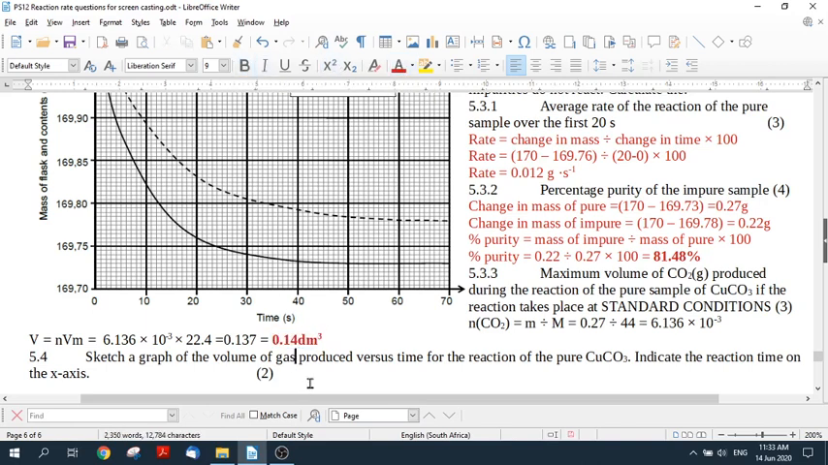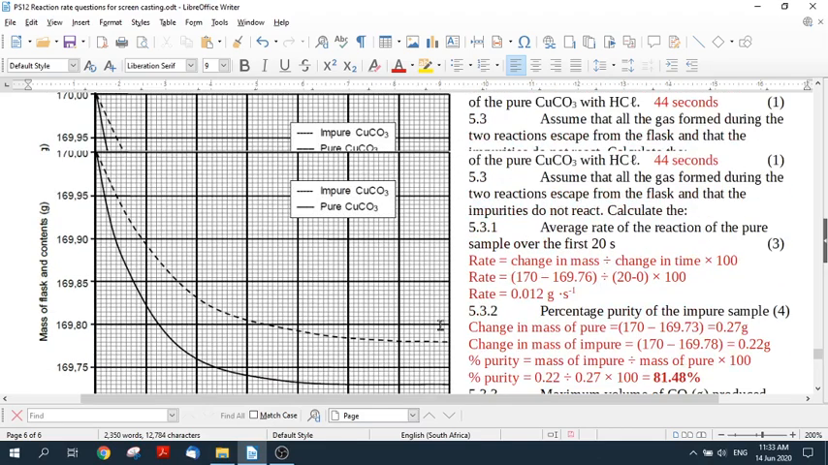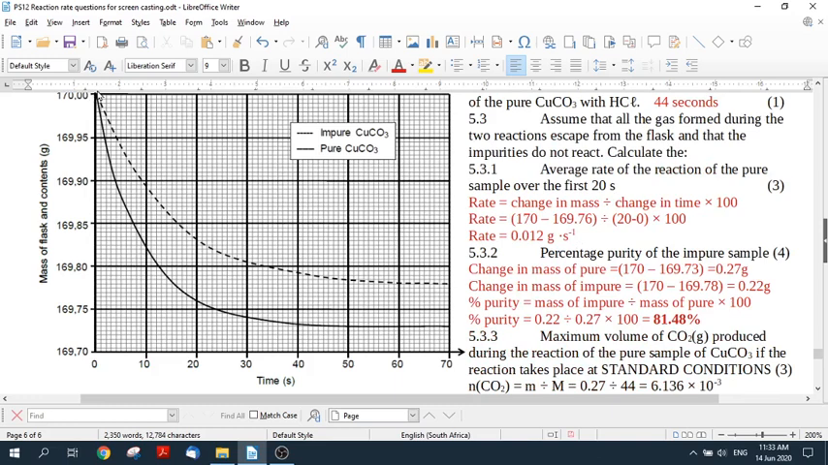Then it says, sketch a volume of the gas produced versus time for the reaction of pure copper carbonate. Indicate the reaction time on the x-axis. So this reaction time, okay, basically this is a decrease in mass of reactants graph. So you can see that it goes down and it curves and then it becomes flat. And initially the rate is fast and then it slows down, which you know by the gradient, and then it levels out. They're wanting you to make this graph, instead of the decrease in mass of reactants, to be the increase in the mass of the product.